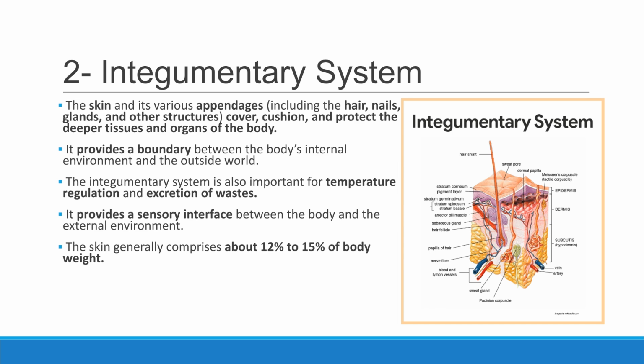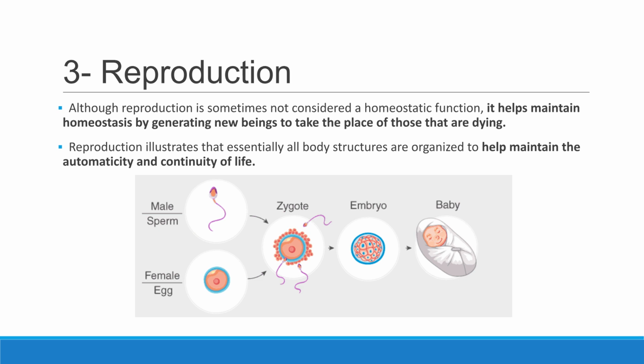The integumentary system, including skin and its appendages, protects underlying tissues and serves as a boundary. It's crucial for temperature regulation, waste excretion, and sensory input. Reproduction maintains homeostasis by ensuring the continuity of life, replacing dying individuals. It highlights the organization of body structures for sustaining automaticity and continuity of life.